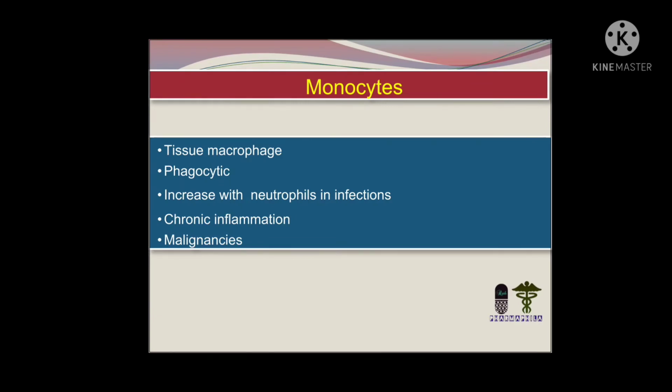Another type of WBC is monocytes. It is also known as tissue macrophages, and it also has a role in phagocytosis along with the neutrophils. So along with the neutrophils, it protects our body from bacterial infections. In chronic inflammation and malignancy, you can see in the CBC that monocytes are elevated.